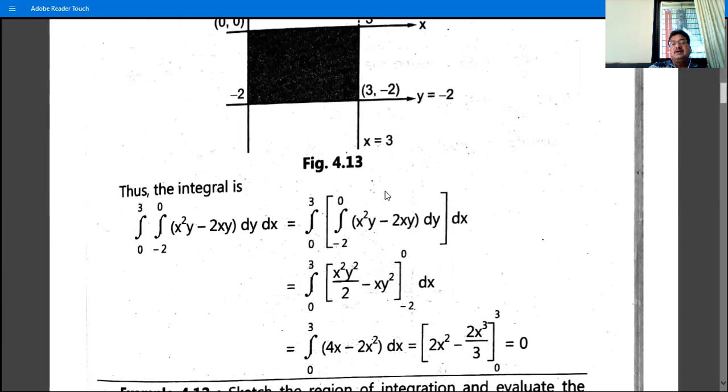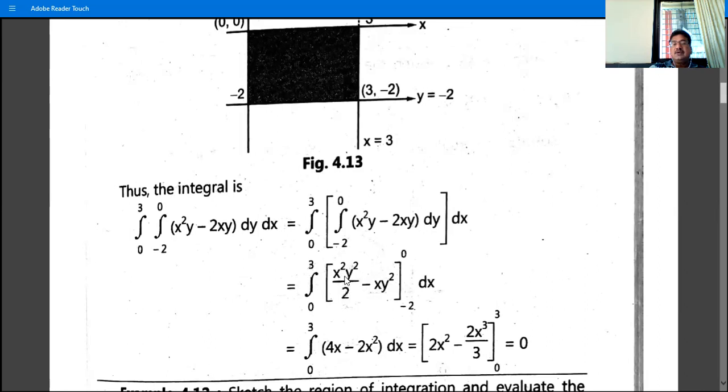We just integrate with respect to y first. With respect to y, integration means x is constant, so x square is constant, and the integration of y is y square by 2, minus 2x constant. Integration of y square by 2, the 2 gets cancelled. Then value at the upper limit minus lower limit: substitute y as 0, we have 0 answer, and then y as minus 2. So minus 2 square is 4 by 2, that is 2x square.